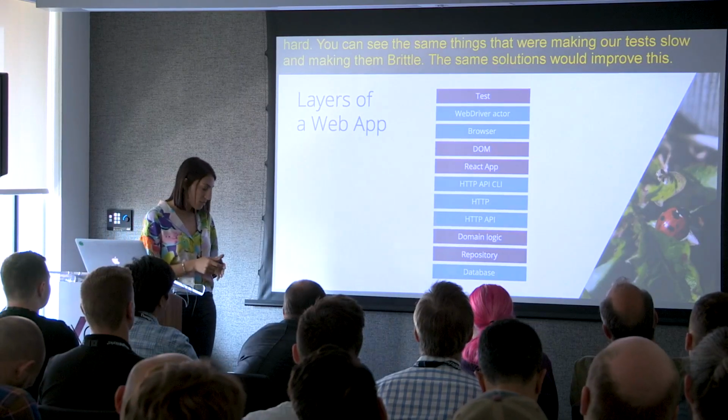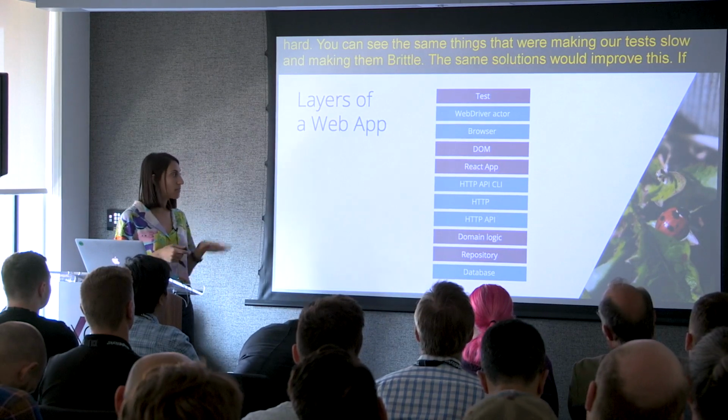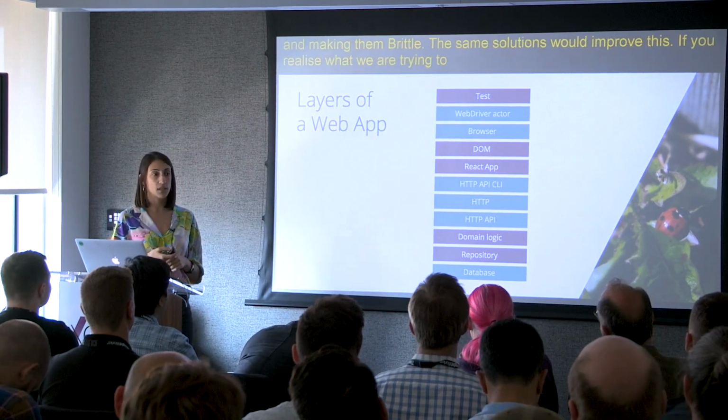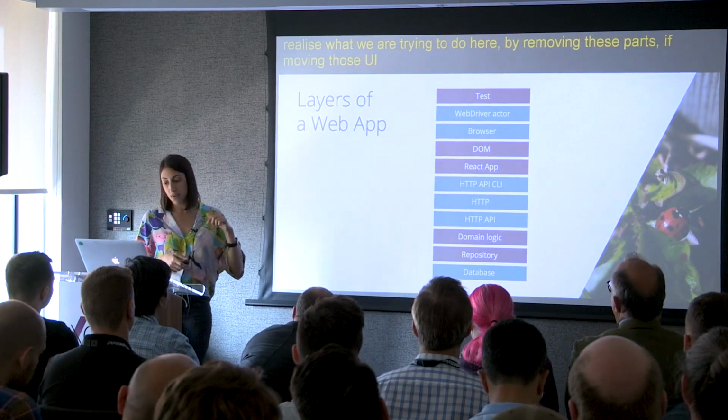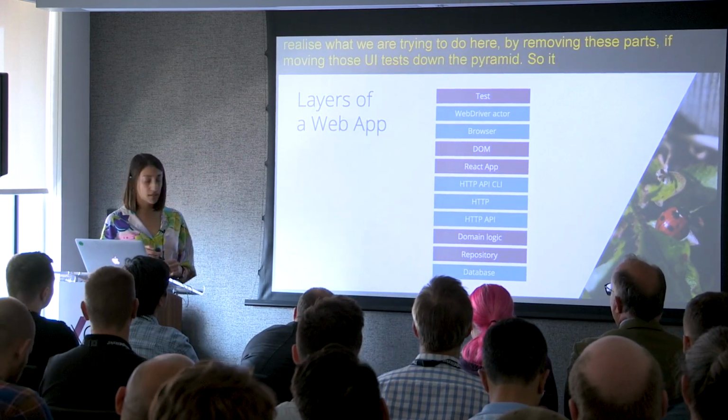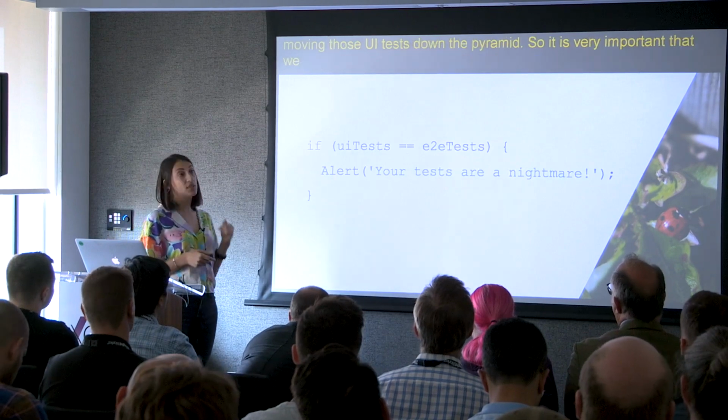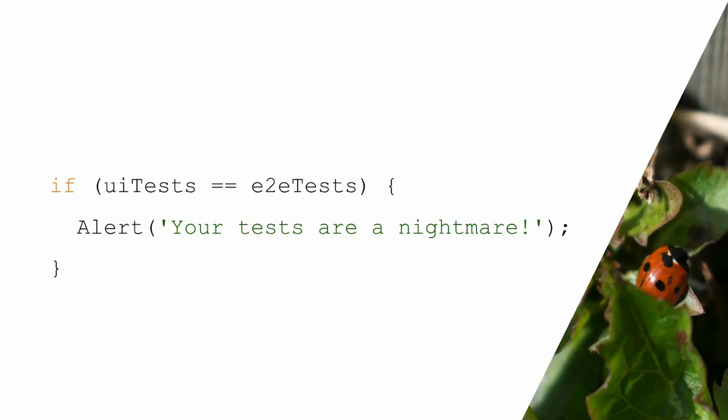So if you realize what we are trying to do here by removing these parts, it is moving those UI tests down the pyramid. So it is very important that we understand that UI tests do not need to be end-to-end. They don't need to be at the top of the pyramid. If we move those tests down the pyramid, what happens with the confidence? Do we still feel confident with our tests?